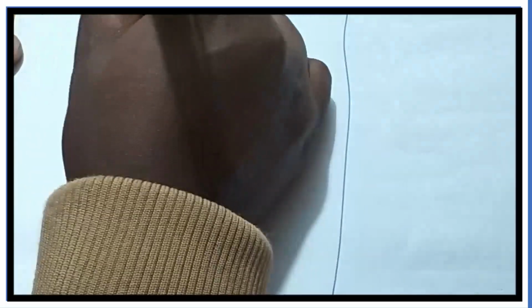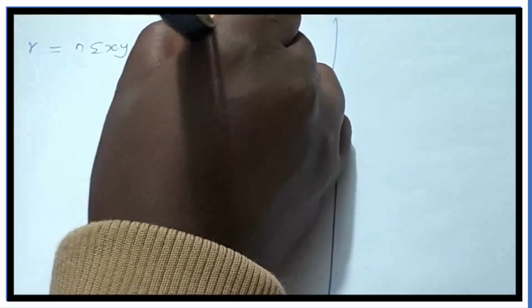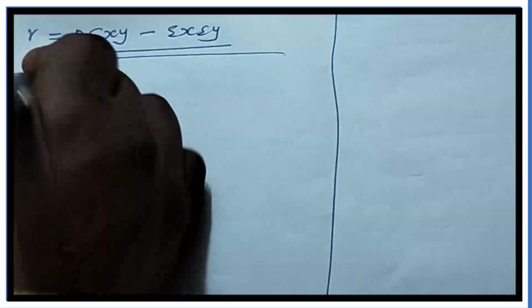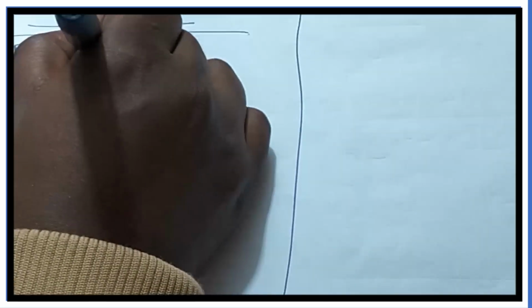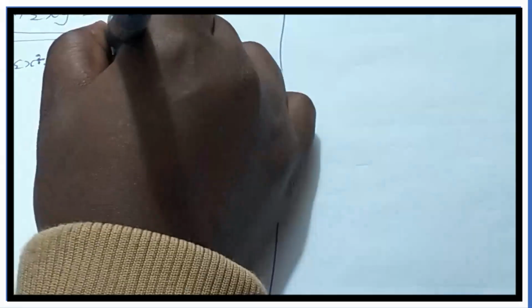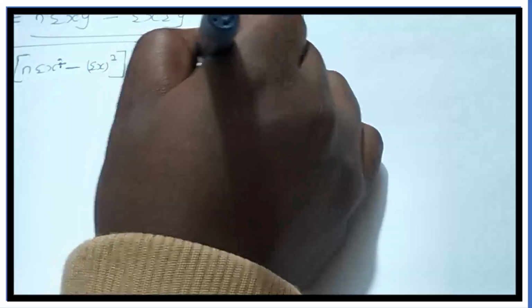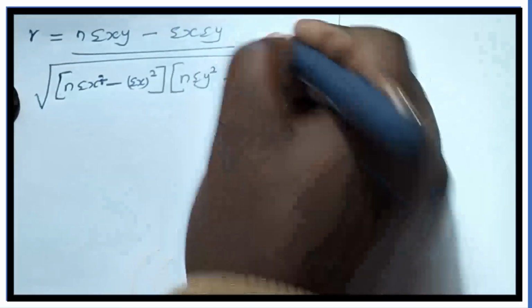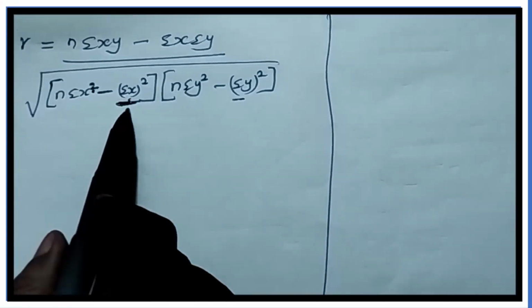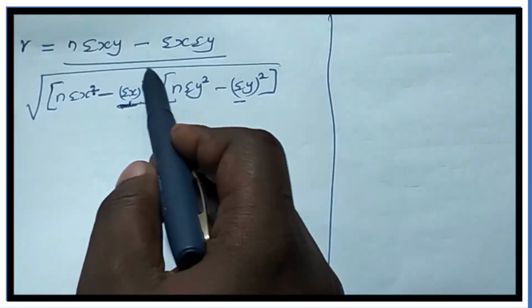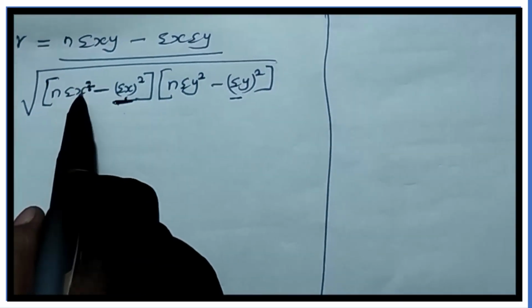We have said if we are to look at the correlation, we say this equals n summation of xy minus summation of x summation of y, all over, everything in the denominator is under the square root. So it is n summation of x squared minus summation of x squared, then we have n summation of y squared minus summation of y squared. I want you to pay attention to this one and this one. This is the summation of x; after getting the summation of x, that's when you square. But the difference with this one is the summation of x squared.